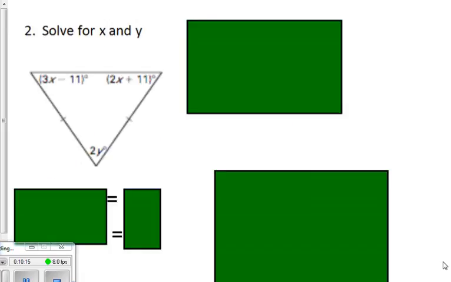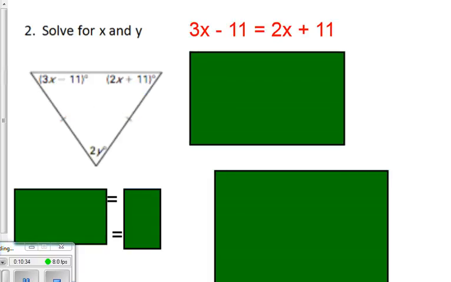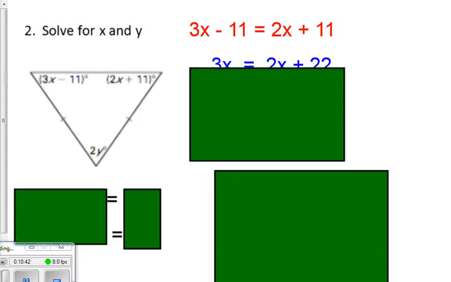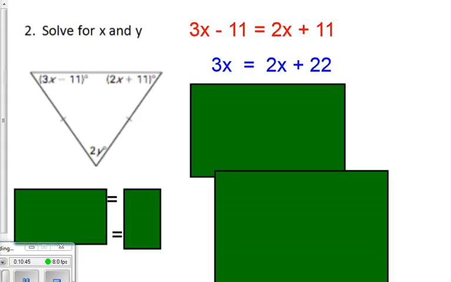In this example, we have to solve for x and y. Okay? And again, they gave us this information. This side is equal to this side. So we know for sure this angle is equal to this angle. They have to be the same amount, or the same measure. Okay, using that information, I just set the left angle, 3x minus 11, equal to the right angle, 2x plus 11. Okay, if I add 11 to both sides, so actually I'm going to write that in, I'm adding 11 here and adding 11 here, we would get 3x equals 2x plus 22.